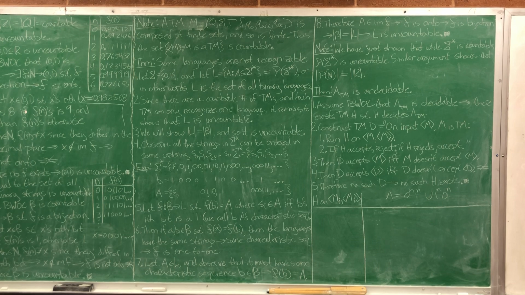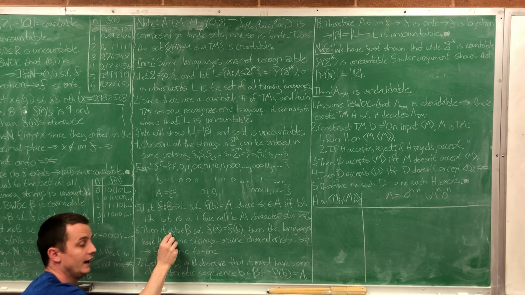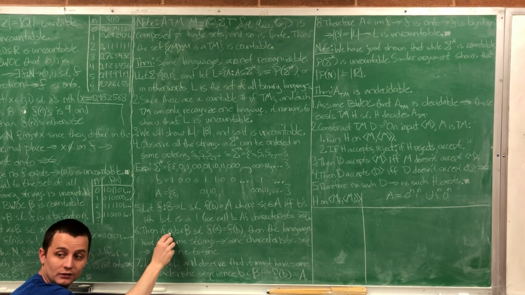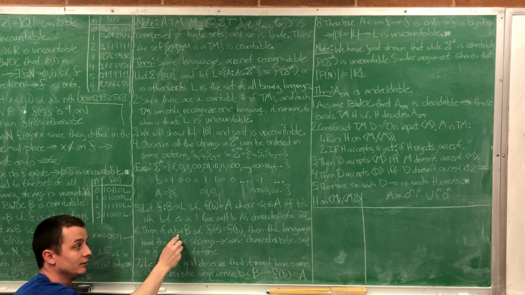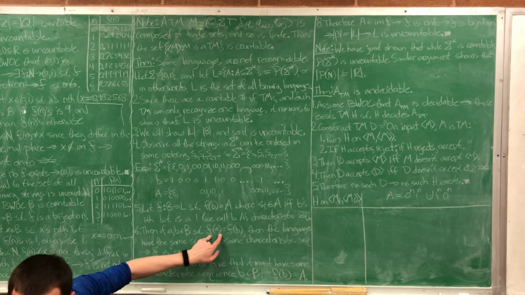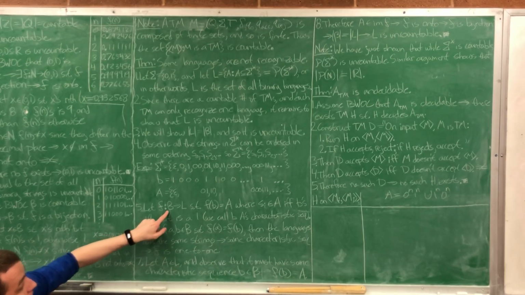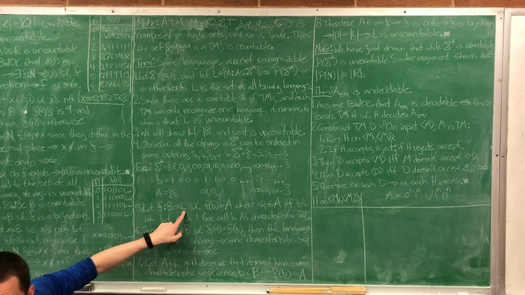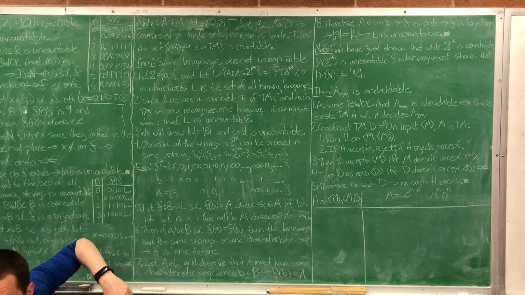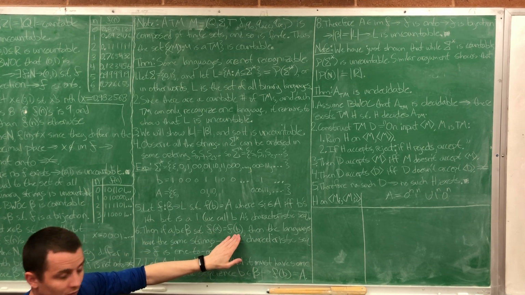Does that make sense? They're both from beta, though. A and B are from beta. Little a is from beta and little b is from beta. Little a is an infinite binary string, little b is an infinite binary string. So F of a is now a language. What does F do? It maps infinite binary strings to languages. So F of b is a language, and F of a is a language.